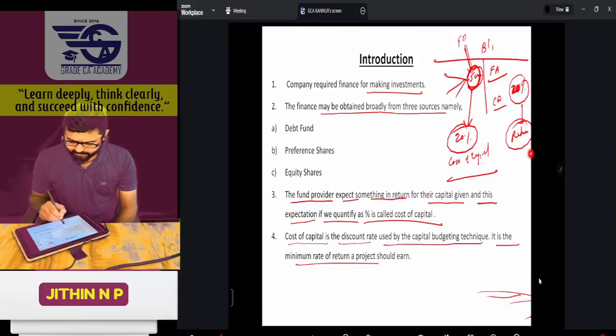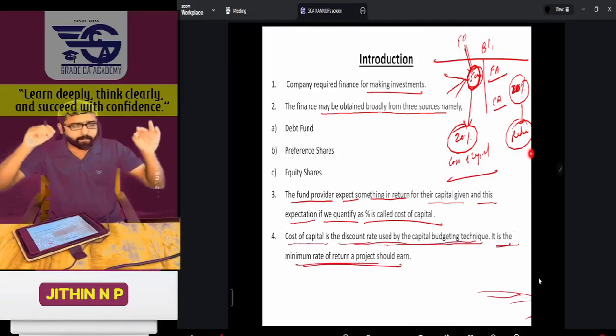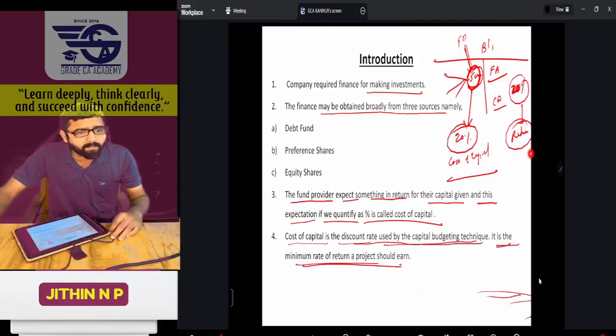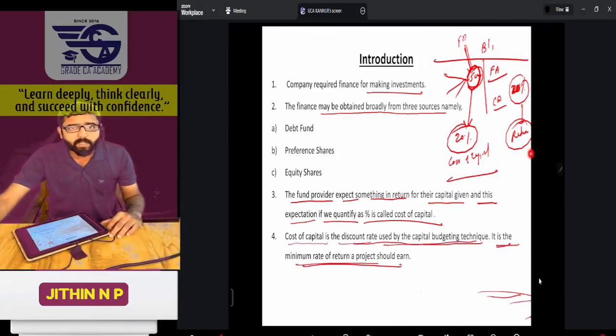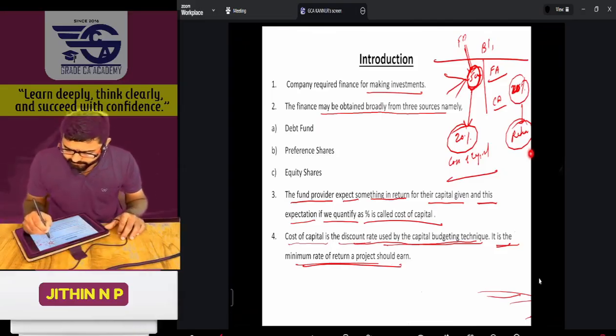Cost of capital is a discount rate used by capital budgeting. It is the minimum rate of return a project should earn. Clear? This 20% cost of capital is called overall cost of capital.